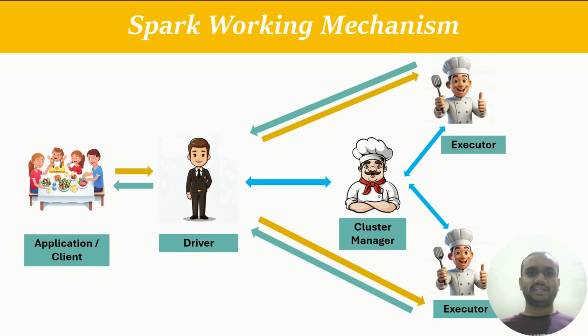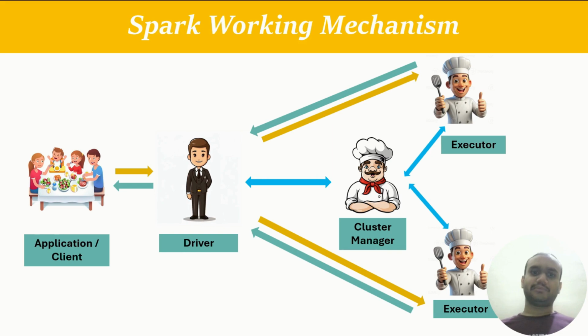In this picture, you can see a real-time example of Spark architecture, which we have covered in detail in our past video. This is an example of a family having dinner in a busy restaurant. The family is the application or the client which submits the menu order, and the driver is the service boy who takes care of that family, collects the orders, and serves the food. The head chef is the cluster manager, while the chefs who are actually cooking the food are called the executors here.